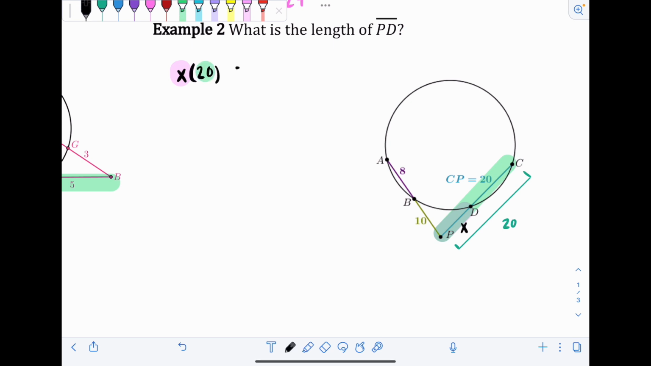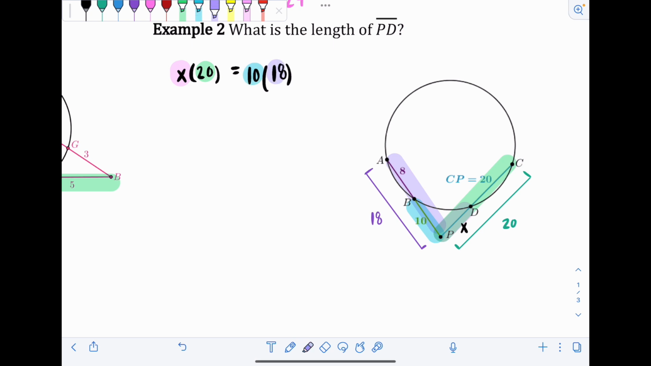And then that's going to be equal to the product of the pieces on the other segment. So the external part is 10, times the entire segment, which is going to be 10 plus 8, so it'd be 18 for the whole segment. So 10 times 18.